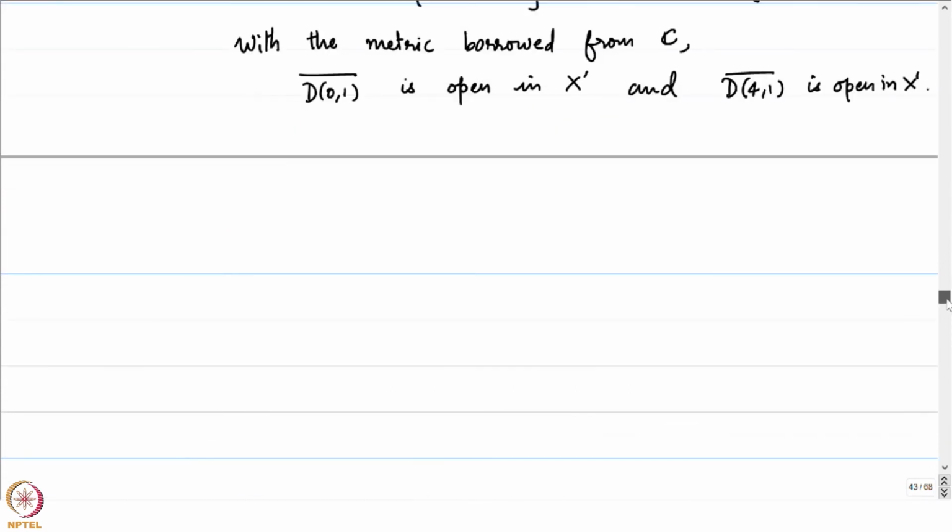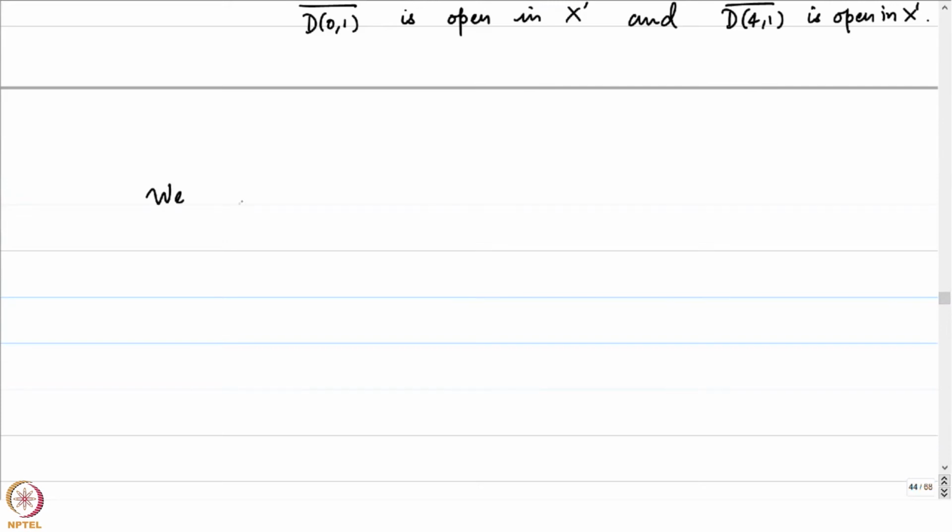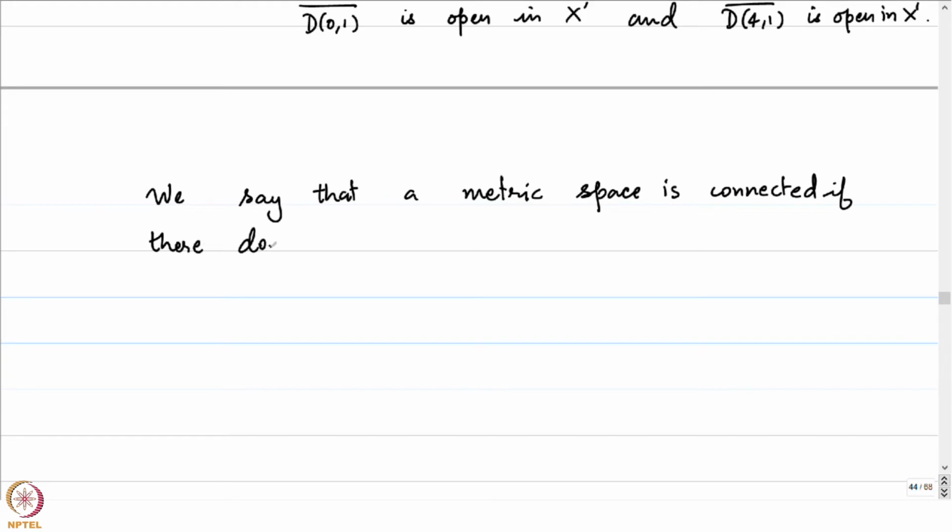Oh, I didn't define connected, so let me define what connected is. We say that a metric space is connected if there does not exist a separation of X. So there is absolutely no separation that you can find of X. And if that is the situation, we then say that our metric space is connected.